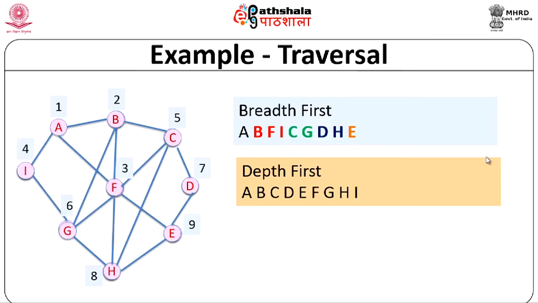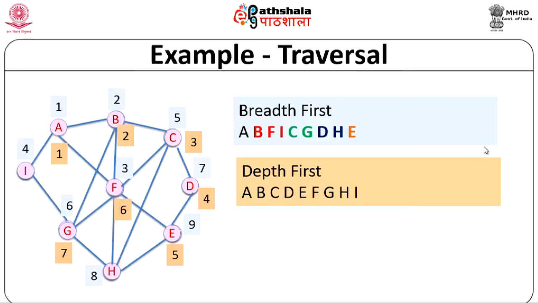Depth first, what do you do? You visit A first. Then take A's child B. Now, you do B's child next, so that is C. Then C's child is next. So, that is D. Then D's child E, E's child F. I could have taken H also, I have taken F.